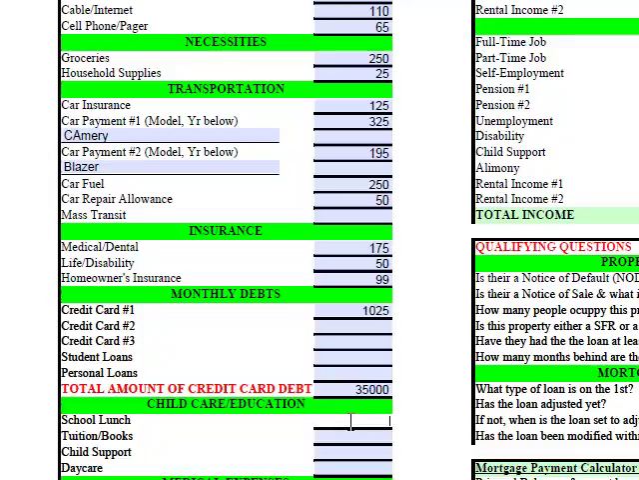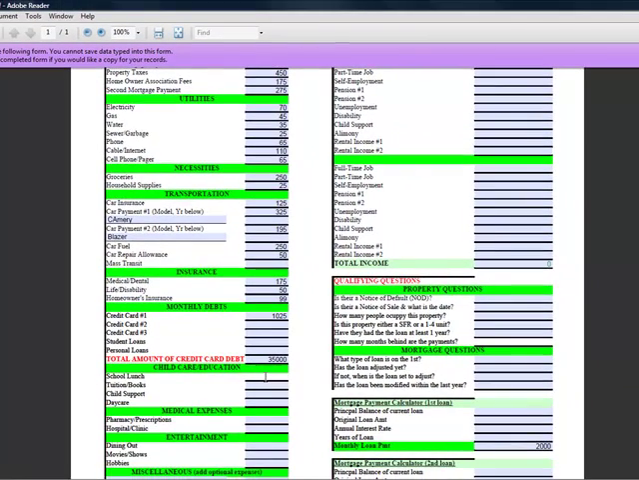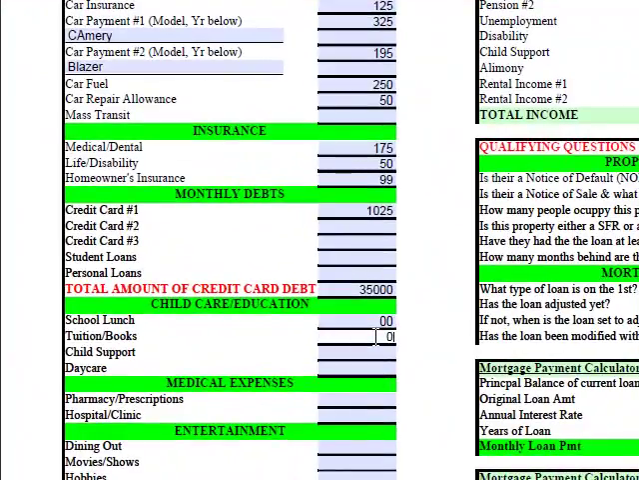Okay, now underneath you have childcare, education. If you have children, how much do you pay for items such as the school, the lunch, tuition, books, child daycare? All this stuff is implemented here. This person doesn't have any children, so we would leave this blank. You can put zeros if you'd like, or you can leave it blank.